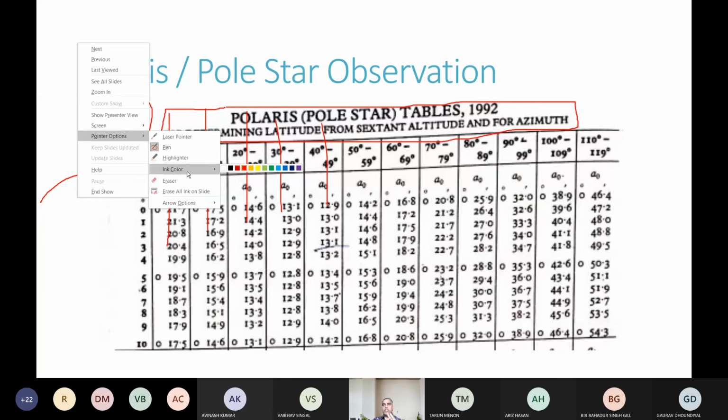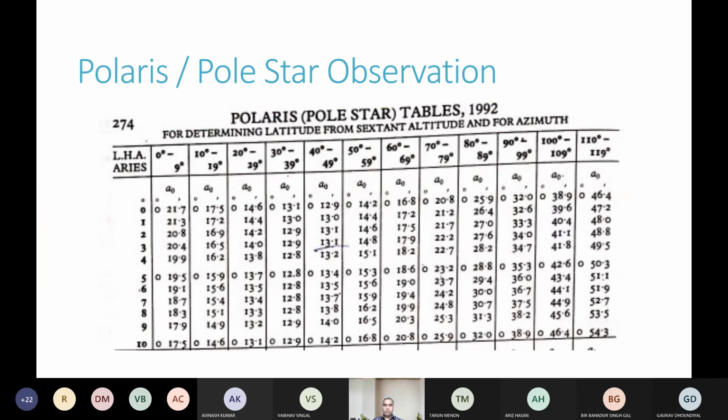The correction is not a single correction, it is divided into 3 components. These components are known as A0. You can see this A0 mentioned here. The second component is A1. The third component is A2. From the topmost part we get A0, below it A1, below it A2. We get these 3 corrections, and all three are positive corrections.